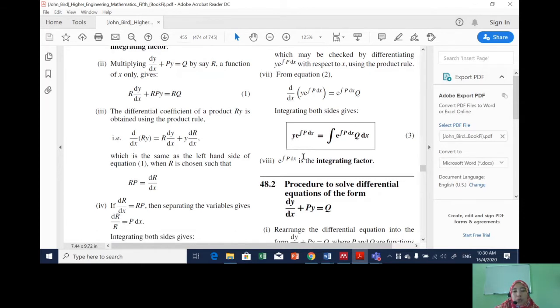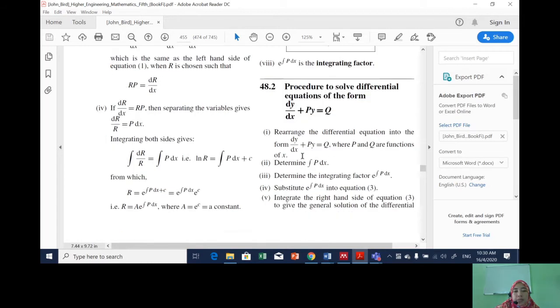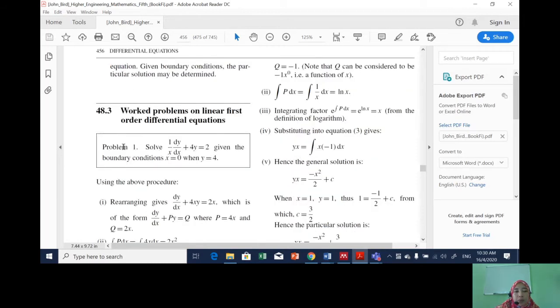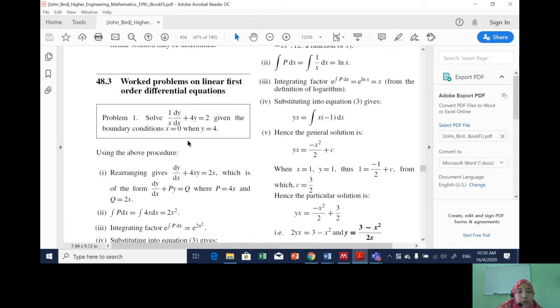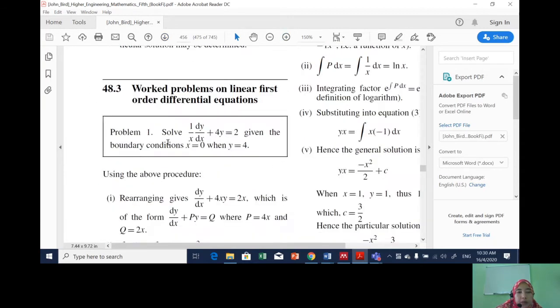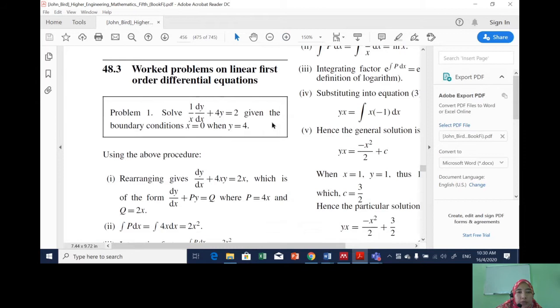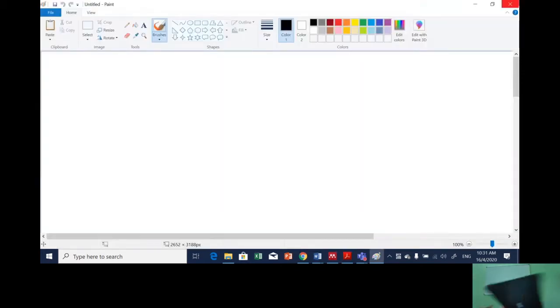I'm going to show directly and explain the first example in problem 1. There's a question here. Solve this equation given the boundary condition x equals 0, y equals 4, which means we need to find the particular solution. The original equation is 1 over x dy dx plus 4y equal to 2.